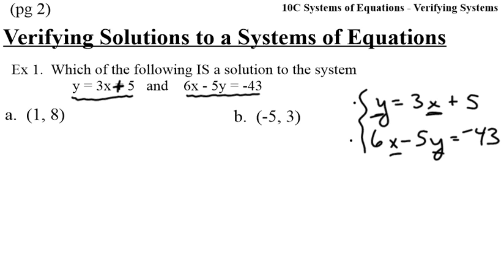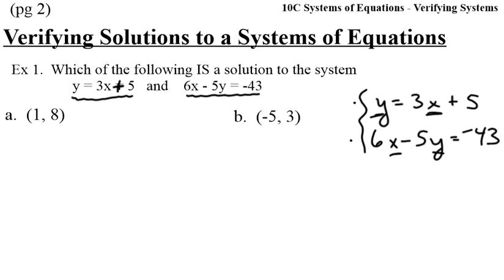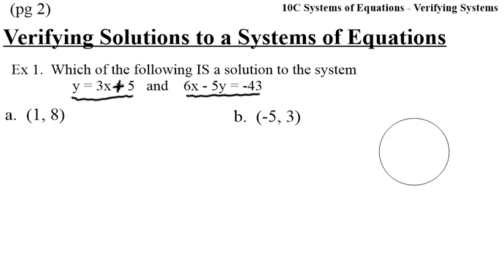Like we showed back here, in this question we only had an x. But now we're looking at a system, so there's x's and y's, or a's and b's, or whatever, but there's two variables within a system. Before we start solving systems, let's look at what we do to make sure that the solutions we have are a solution.